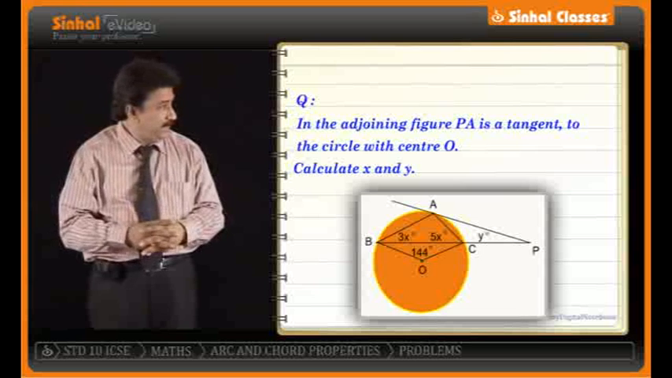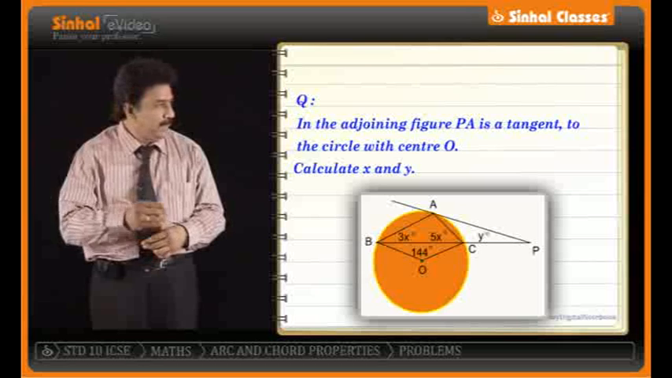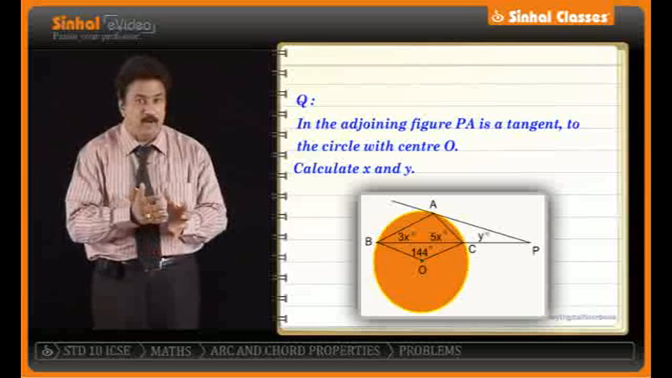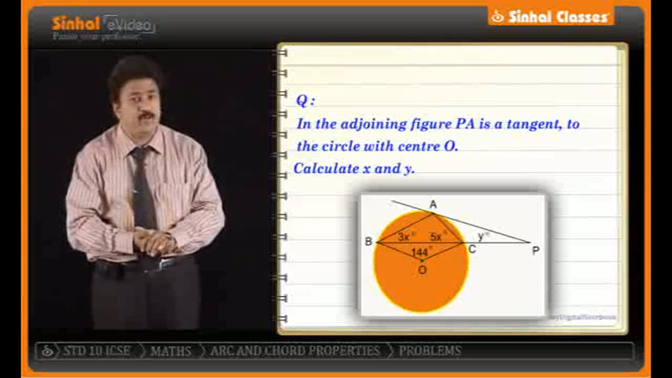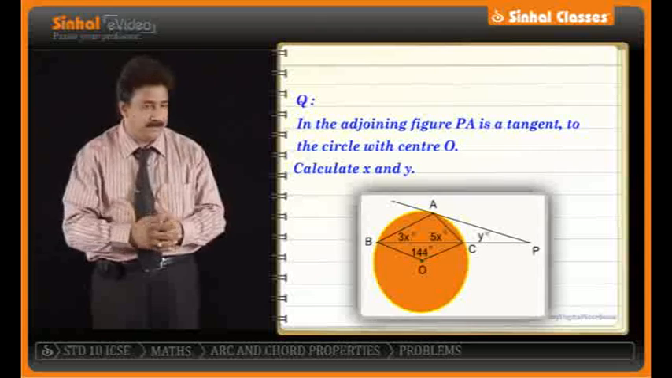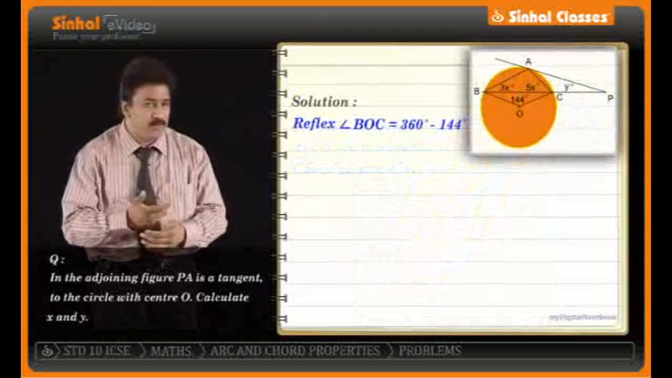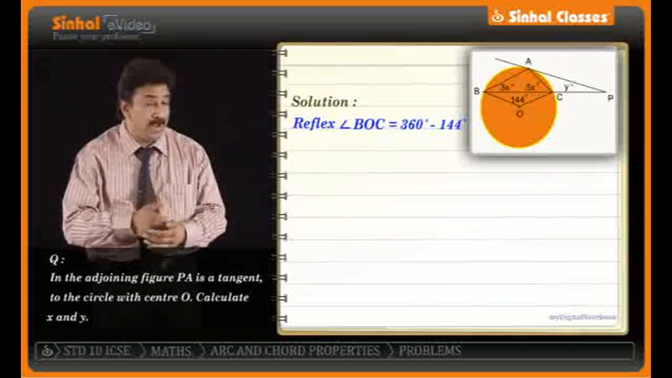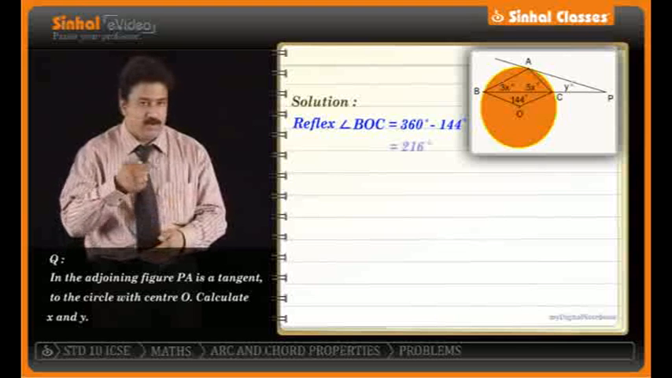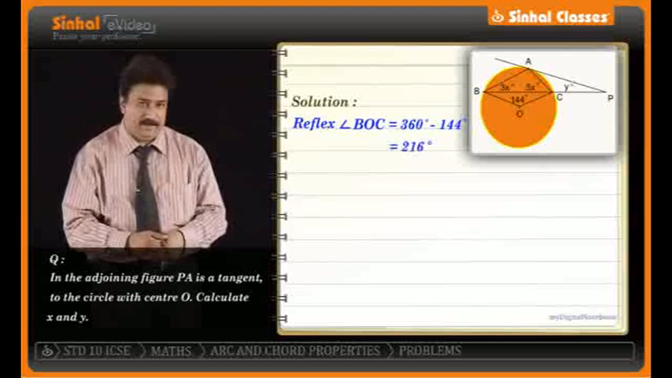What else? To a circle with center O, so the center of the circle is what? O. Calculate X and Y. In this sum, we have to find the value of X and we have to find the value of Y. Let's start solving the sum. See how I proceed further. First of all, reflex of angle BOC is what? 360 minus 144. That is 216 degrees. So 216 is the reflex of angle BOC.